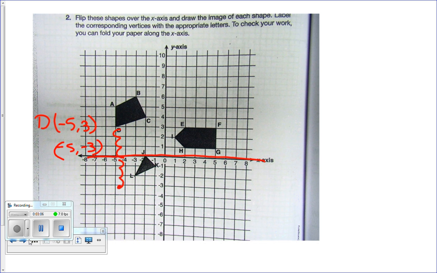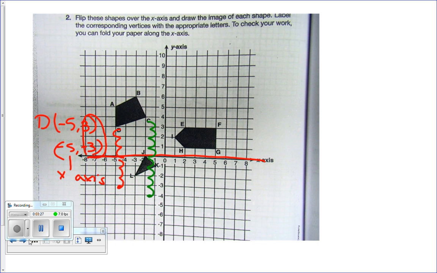So we can see when I reflect over the x-axis, the x-coordinate stays the same. But the y-coordinate became the opposite, and that's going to be true of all of the points. So point C, 4 points to the x. 4 points down.